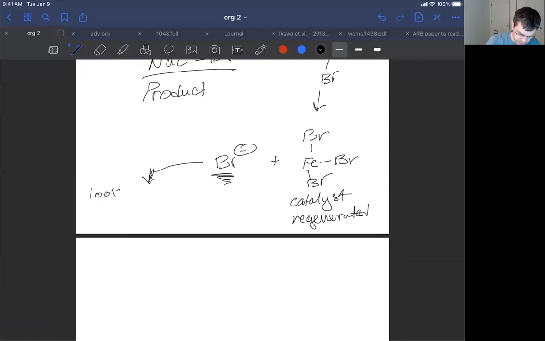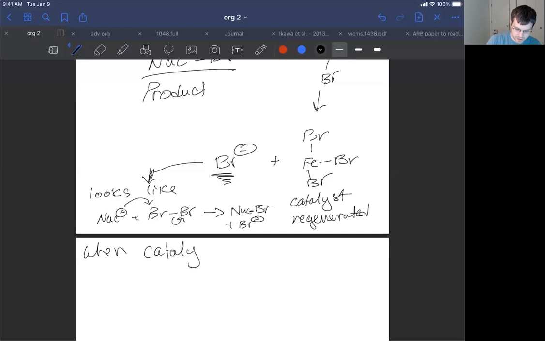So this looks like the nuc minus just added to Br2, right? Because I say that Br is a good leaving group, so we could just have the nucleophile add and push electrons off to make our nucleophile with our bromine. We've actually done reactions like this, and our Br minus is lost. Now, it looks like that, but it's catalyzed.